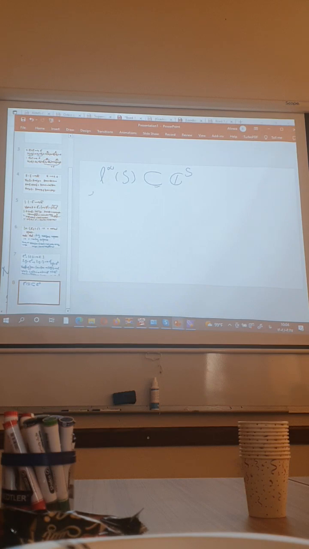It is noted that if f and g belong to L infinity of S, then f plus g is in L infinity of S. It is very trivial, because if f and g belong to L infinity of S, then there exist two non-negative real numbers such that for any element x in S, f of x is less than m1 and g of x is less than m2.